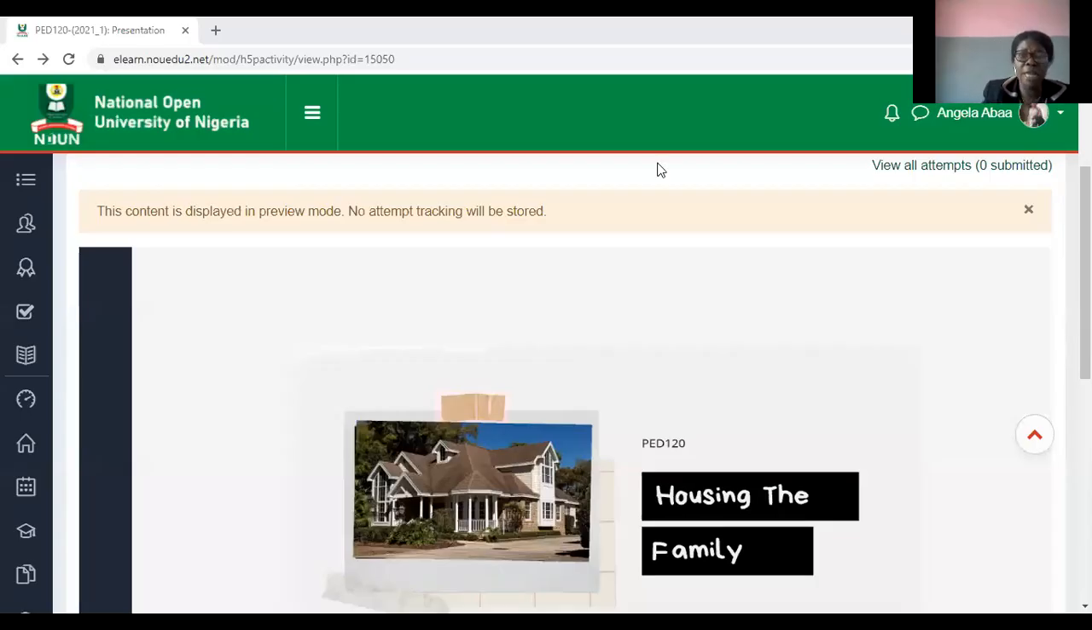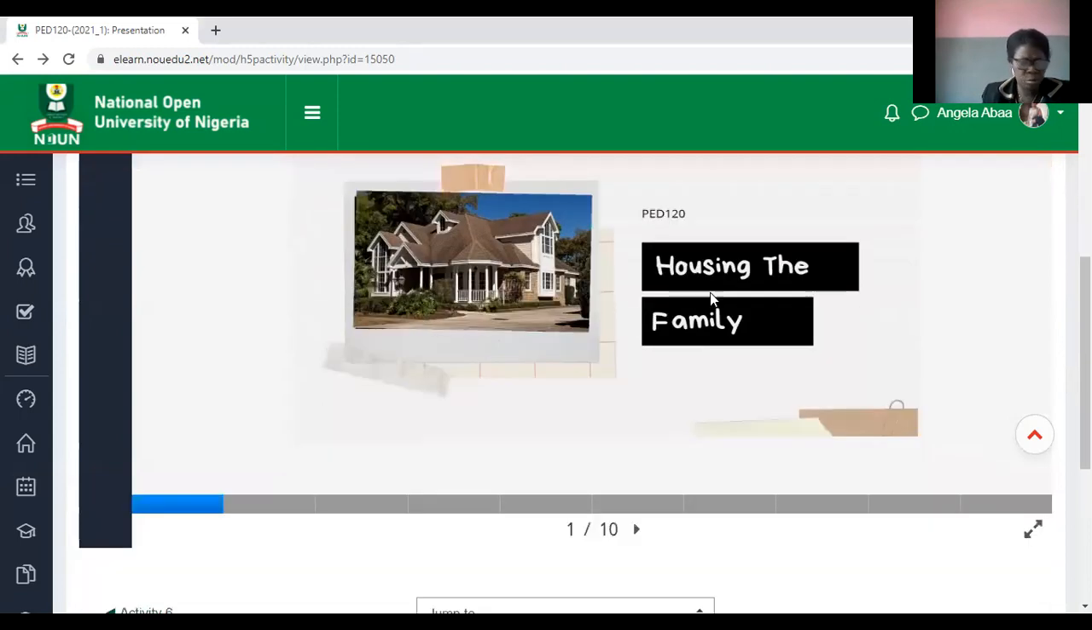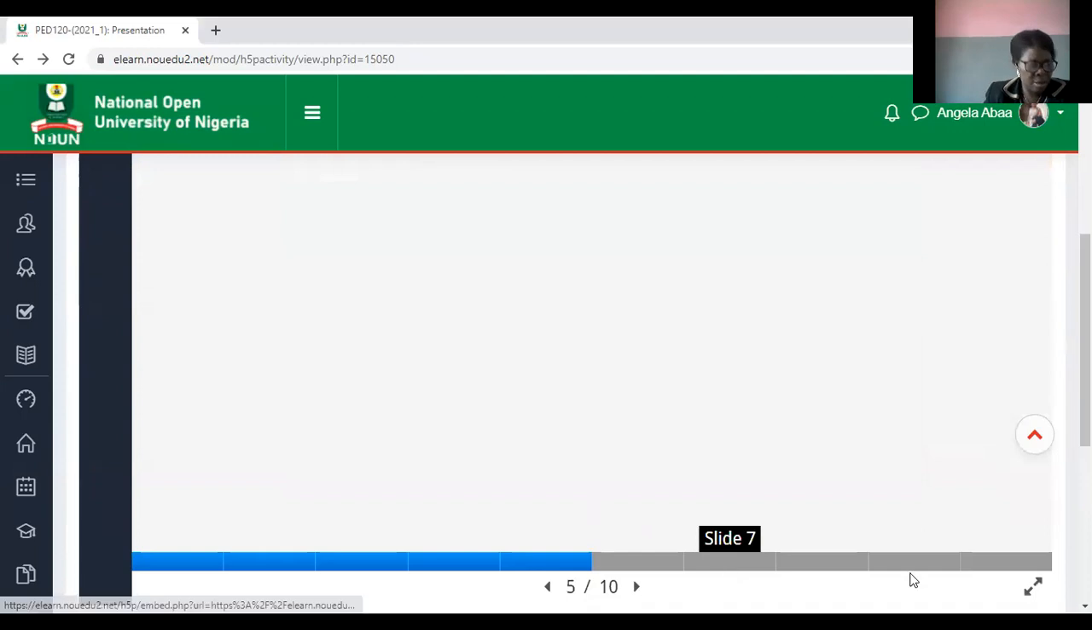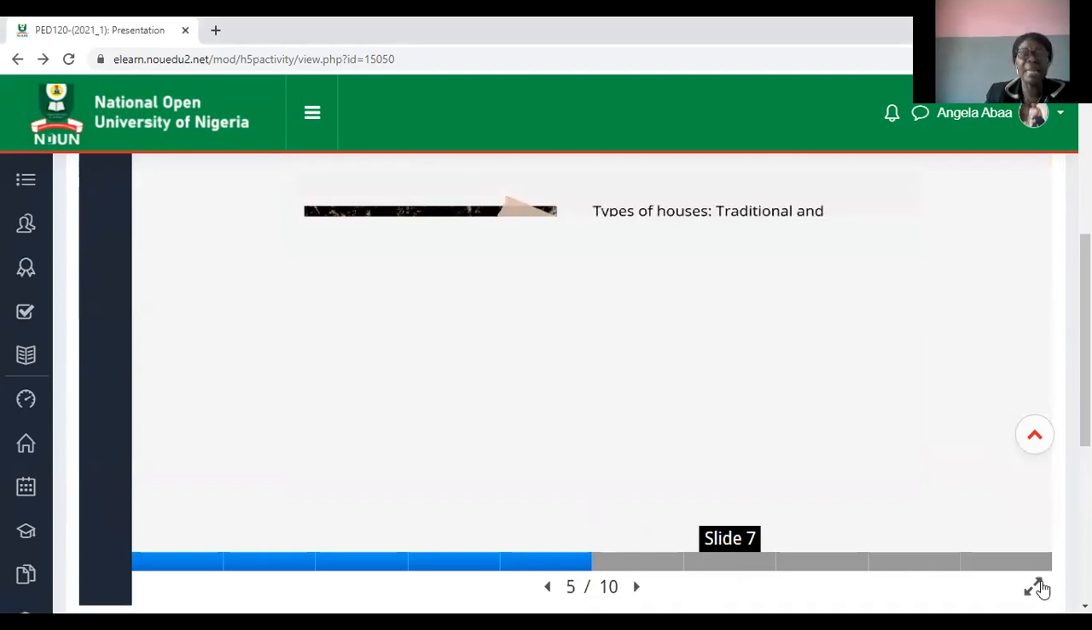So we are talking about, sorry, we were disturbed by network. We've been trying to connect back to our class, and thank God we are back.